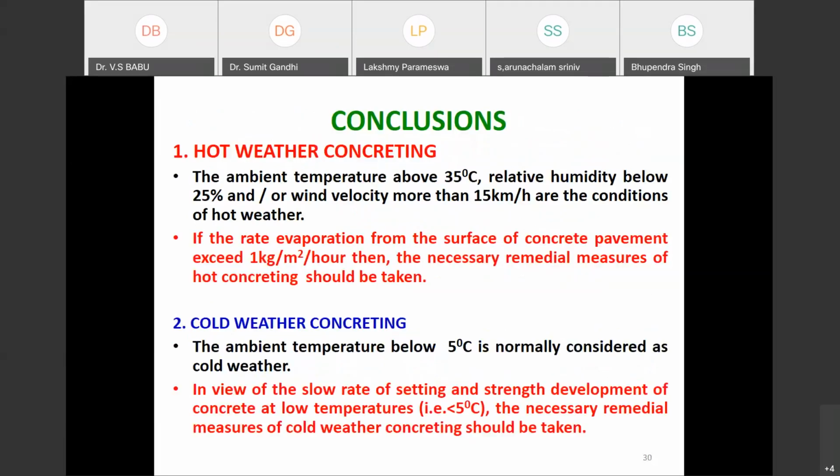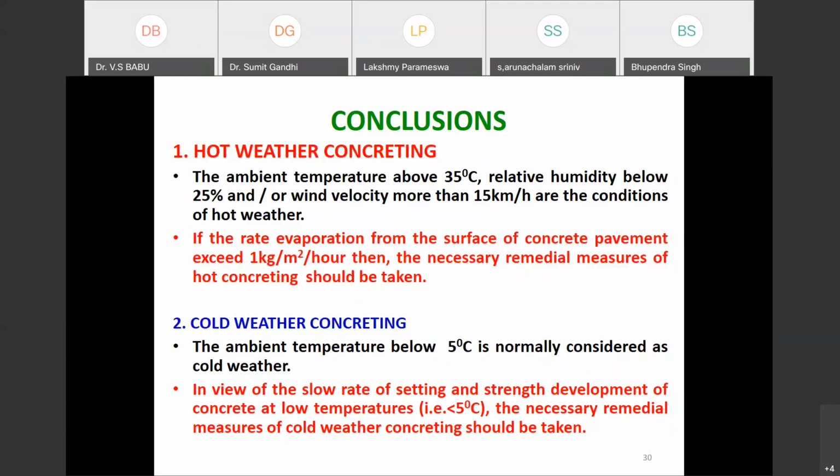Next, I would like to conclude my session because the time is very less. First, hot weather concrete. An ambient temperature above 35 degrees, relative humidity below 25%, and or wind velocity more than 15 kilometers per hour is the hot weather concrete definition. If the rate of evaporation is more than 1 kg per square meter per hour, then only the remedial measures will come into the picture.